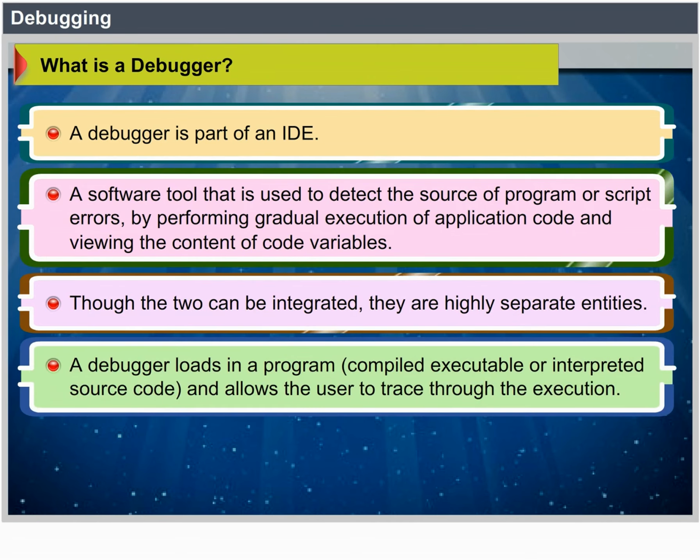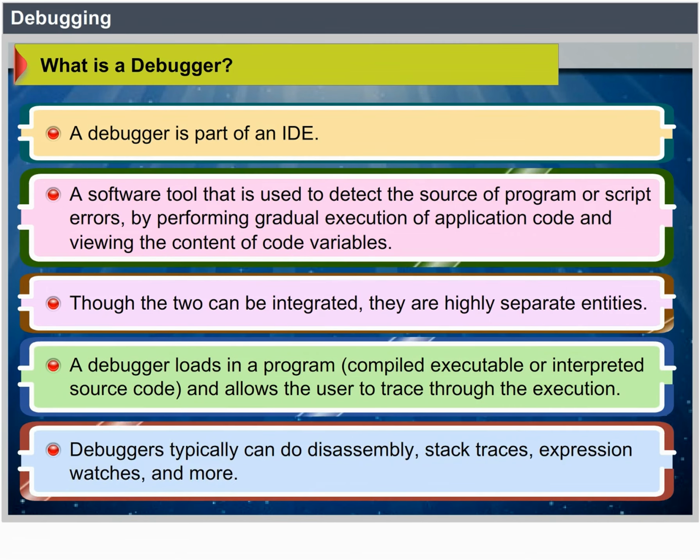A debugger loads in a program, compiled executable or interpreted source code, and allows the user to trace through the execution. Debuggers typically can do disassembly, stack traces, expression watches, and more.